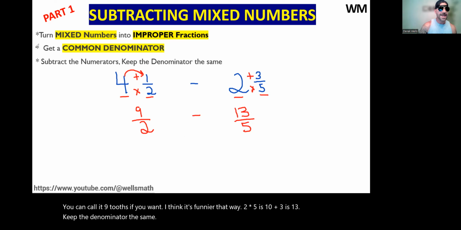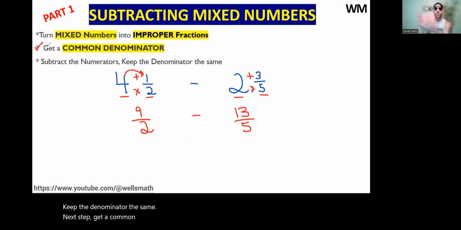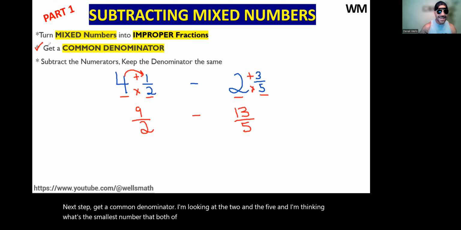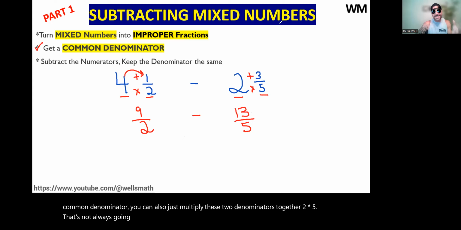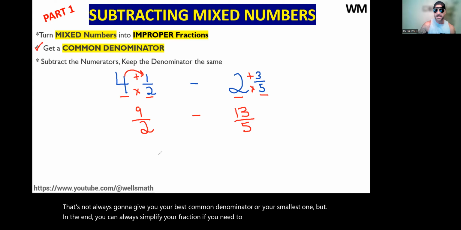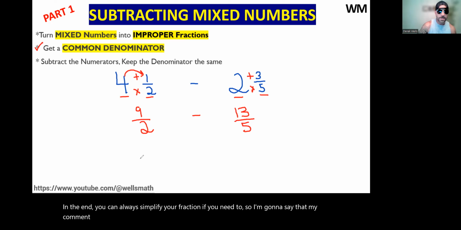Next step, get a common denominator. I'm looking at the 2 and the 5, and I'm thinking, what's the smallest number that both of these will divide into? Now, anytime you want to get a common denominator, you can also just multiply these two denominators together, 2 times 5. That's not always going to give you your best common denominator or your smallest one, but in the end, you can always simplify your fraction if you need to. So I'm going to say that my common denominator is going to be a 10 because 2 times 5 is 10.